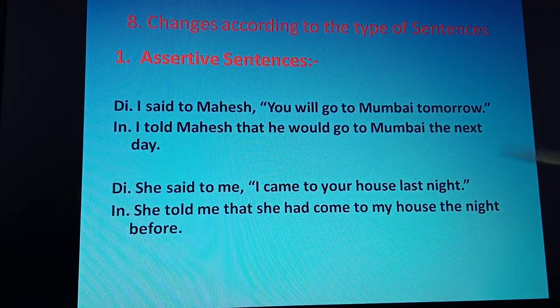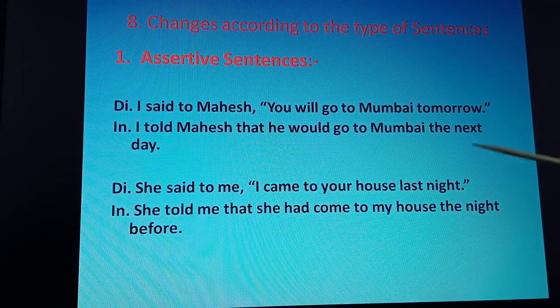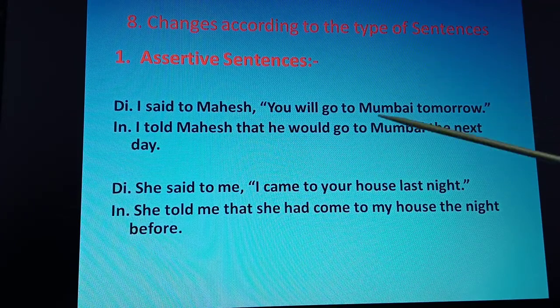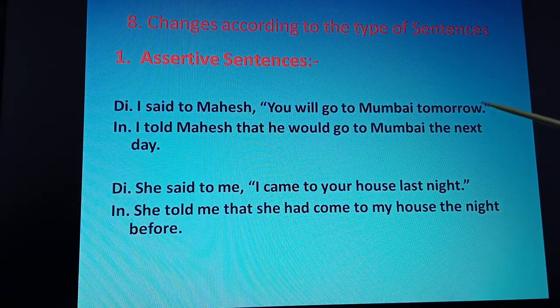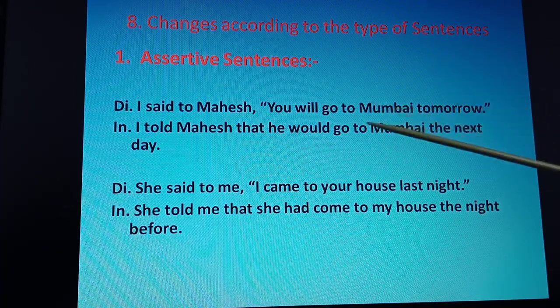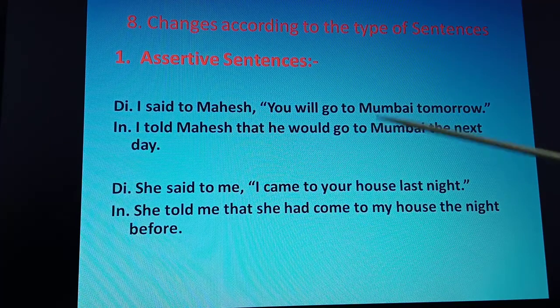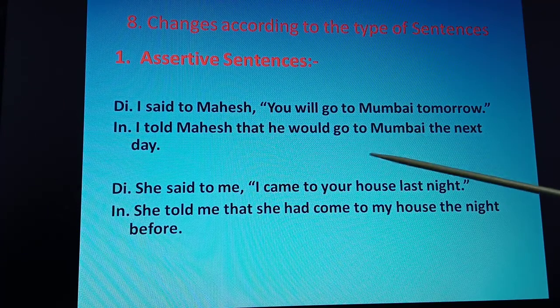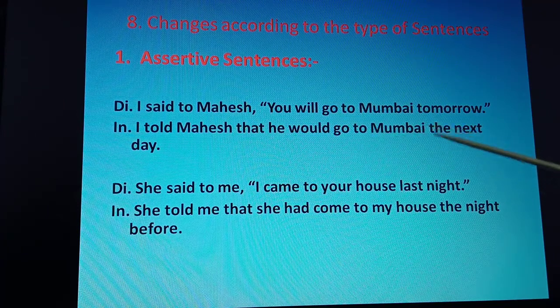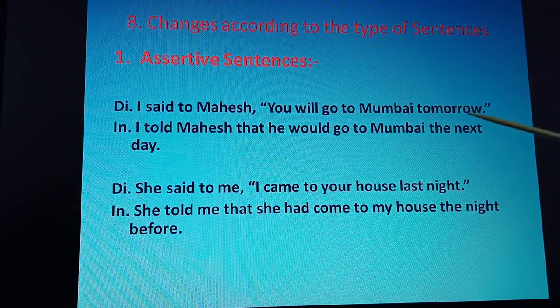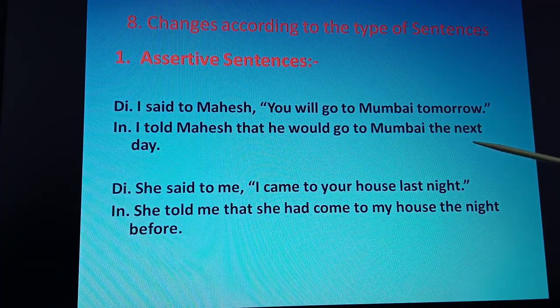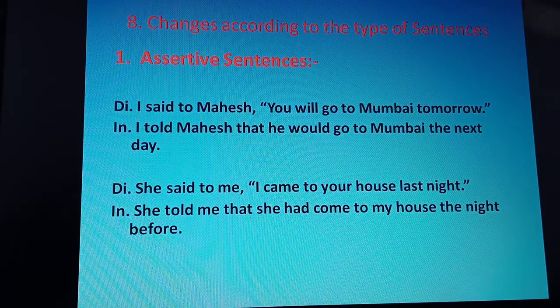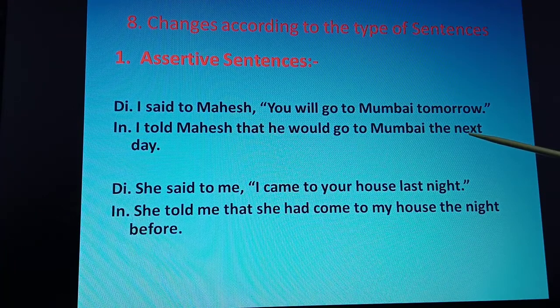However, let us do it again quickly. Assertive sentence. Direct: I said to Mahesh, "You will go to Mumbai tomorrow." Understood? This is the comma, inverted comma. Indirect speech would be: I told Mahesh that he would go to Mumbai the next day. Tomorrow becomes the next day, I gave you the rule. Understood? That's why I told you later on you will learn. If you have learned by heart those changes taking place according to nearness and time, then it is easier. Tomorrow will change into the next day.